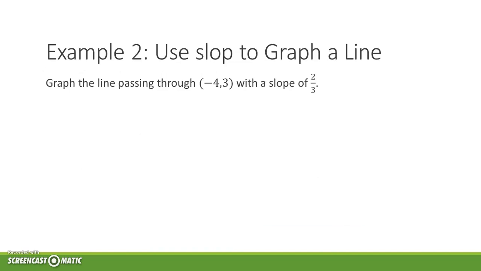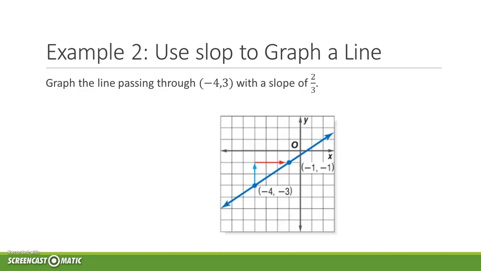Our second example, we're going to use slope to graph a line. We're going to graph the line passing through -4, -3 with the slope of 2/3. We're going to start by graphing the ordered pair -4, -3. Then according to the slope, we're going to go up 2 units and right 3 units. And we're going to plot the new point, which is -1, -1. You could also go right 3 units and then up 2 units to plot the new point. We're going to draw the line containing the points. So this is what our line looks like.